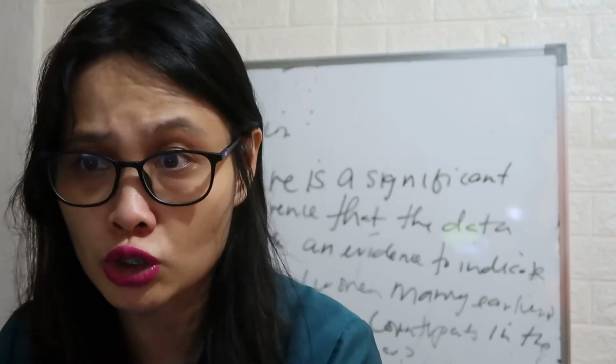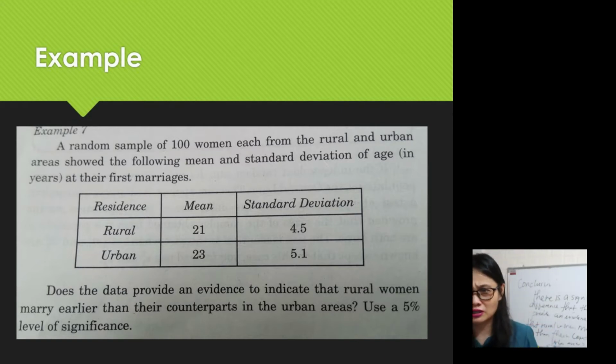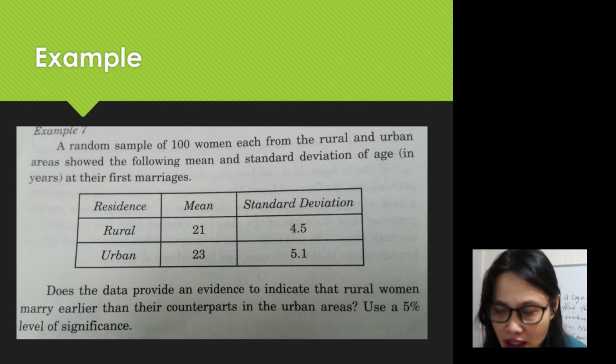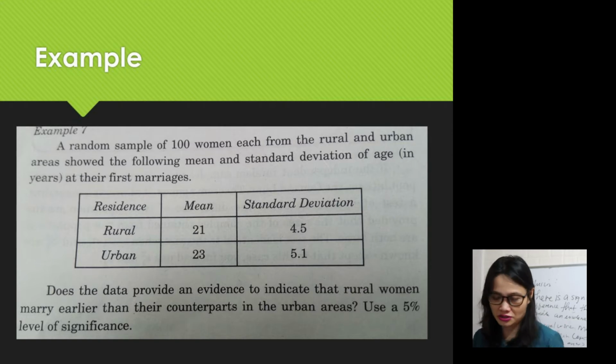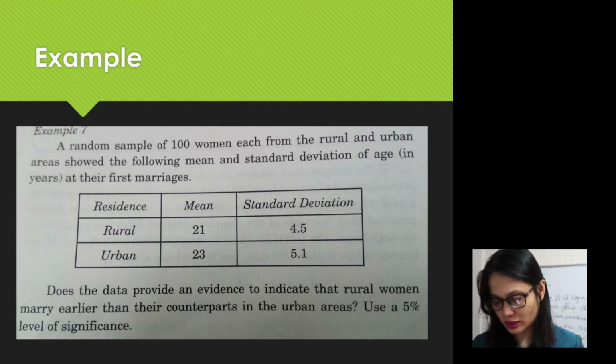Now, if that is your conclusion, what do you think are the factors to justify it? Why do you think that rural women marry earlier than those in urban areas? What are the factors? Can you give me factors?